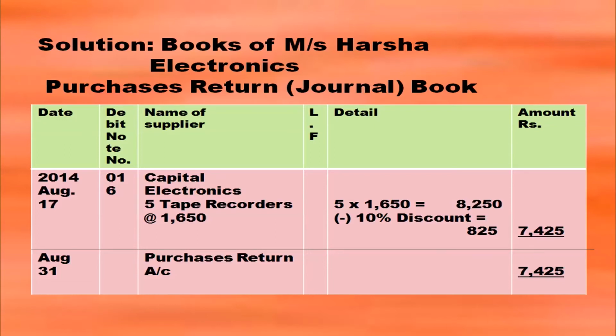Then here only one transaction is there. Even if there is one transaction or if there are many transactions, you have to total purchases book, purchase returns book, sales returns book, etc. So here only one transaction. So you have to total and write it once again, 7425. In the same line, in name of the supplier's account column, you have to write purchases returns account and date, last date of that particular month, August 31st.